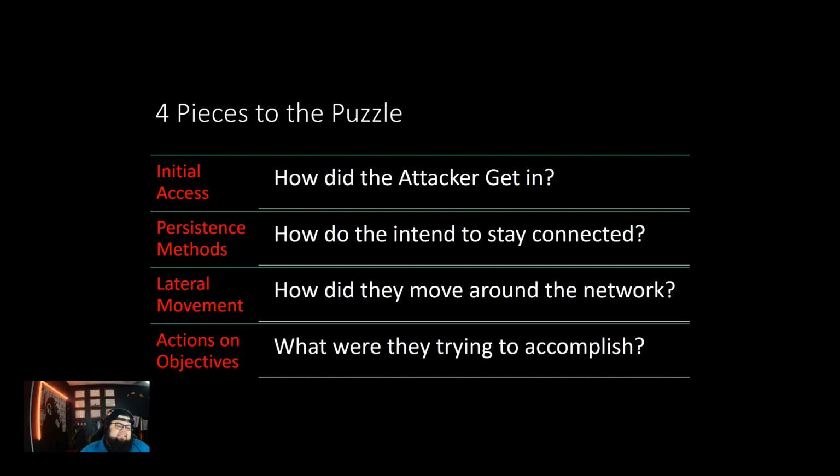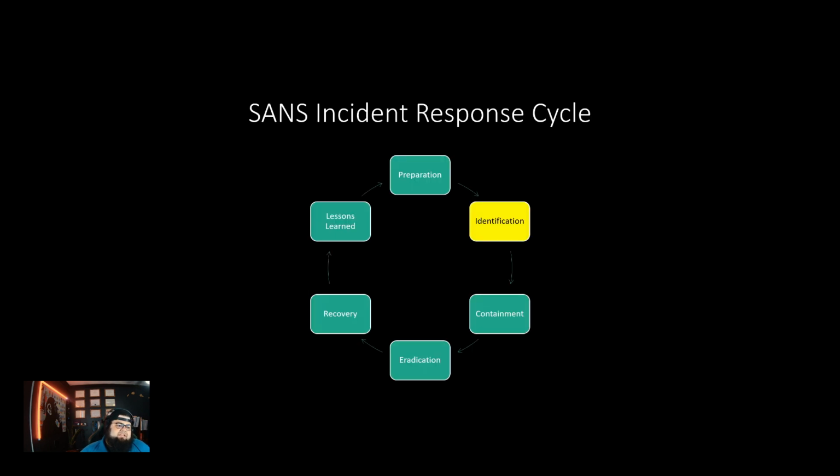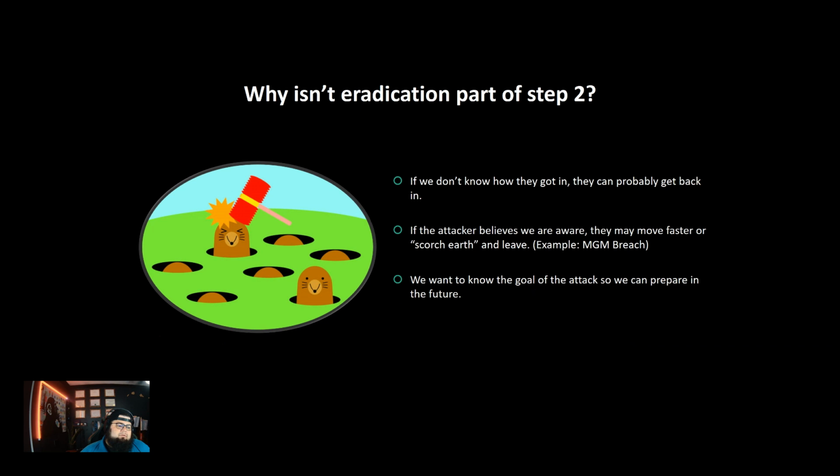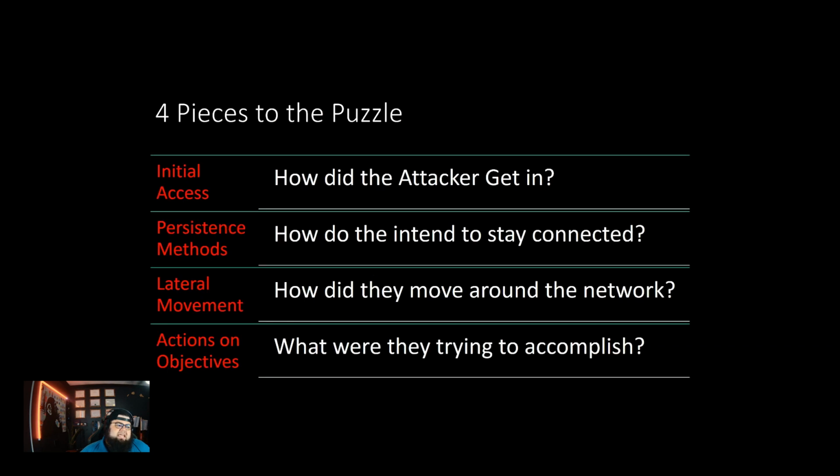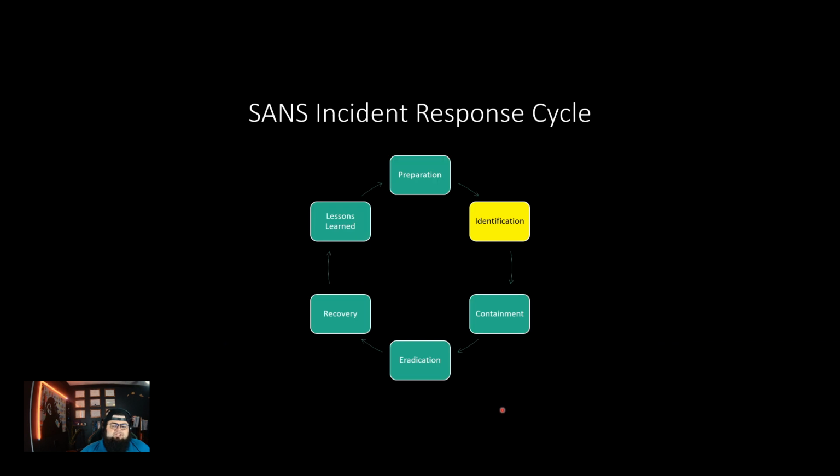But that's what identification is all about. Identification is the step where we're scoping problems. We're really trying to understand what these four pieces of the puzzle were, and we're trying to do that before we jump into containment and before we jump into eradication. So that's today's video. The next video will be about containment.